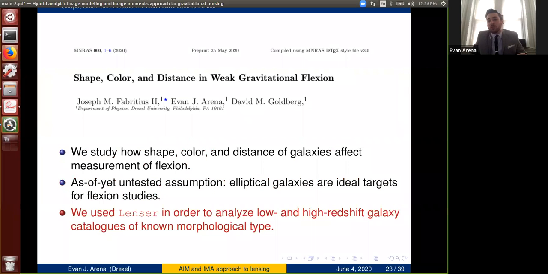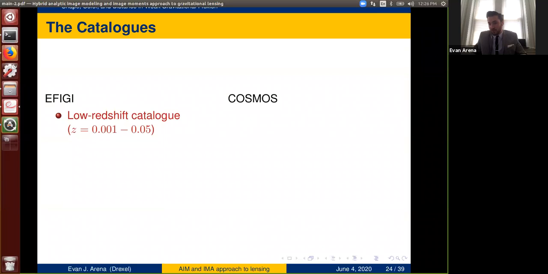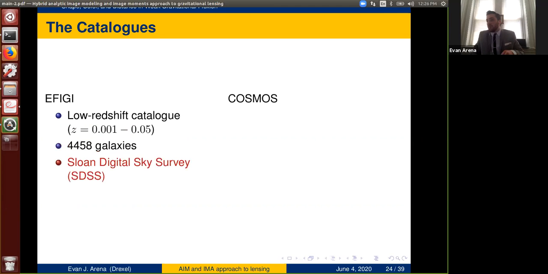To do so, we used Lenser in order to analyze 2 catalogues, one low redshift, one high redshift, that contain images of galaxies along with information about their known morphological types. The first catalog is F and G, which is the low redshift one. The galaxies have redshifts ranging from 0.001 to 0.05. There are 4,458 galaxies in this catalog, and the images are taken from the Sloan Digital Sky Survey, DR4.